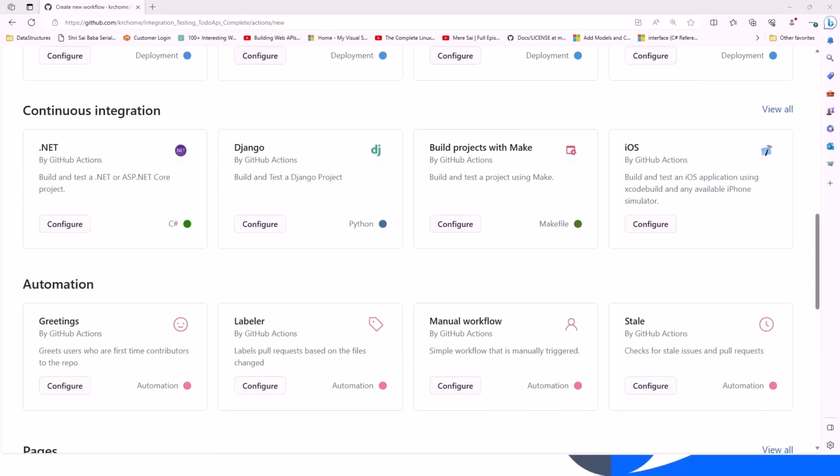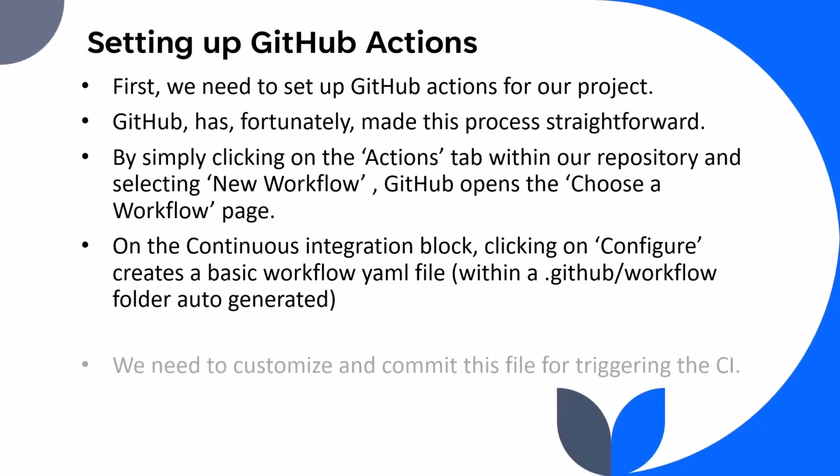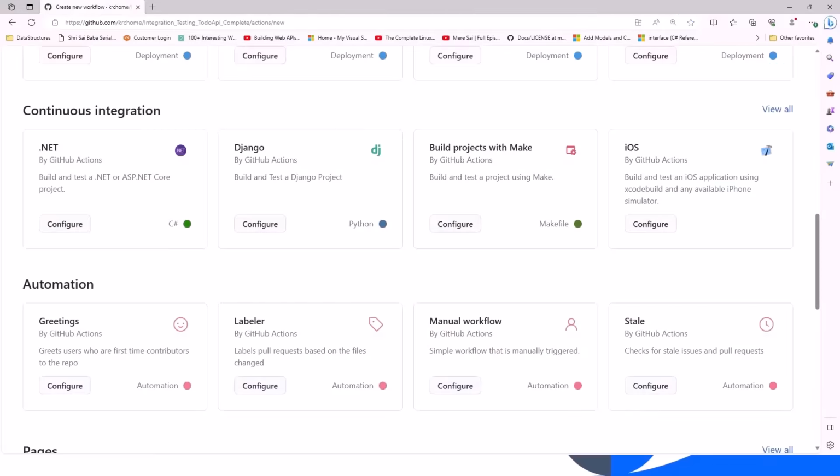So going back to our slideshow, once we click on Configure, it creates a basic workflow YAML file within a GitHub workflow folder, which is auto-generated, and we need to customize and commit this file for triggering the CI. So let's get back to GitHub again.